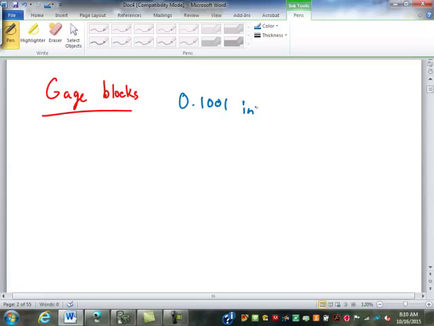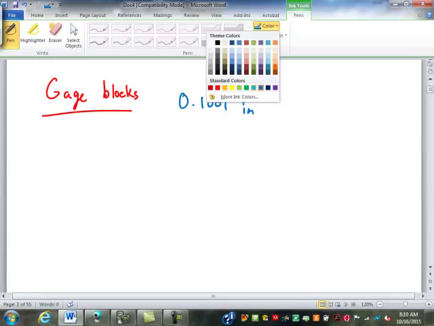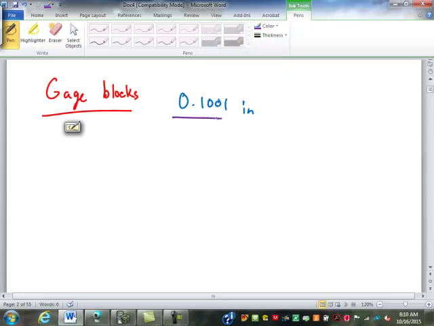So if we're trying to build up a dimension, we can't build up anything smaller than a 1/10 of an inch. In fact, we can't build up anything smaller than 0.1001. That's the smallest gauge block that we have in our set.